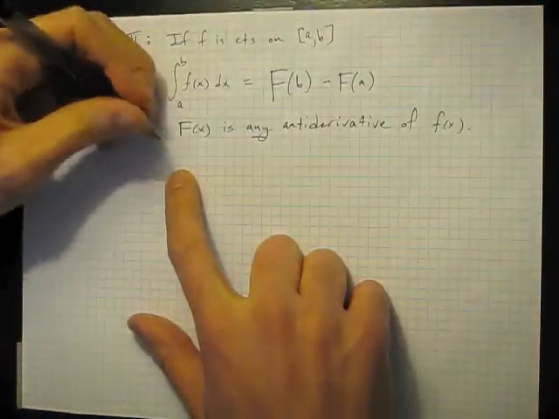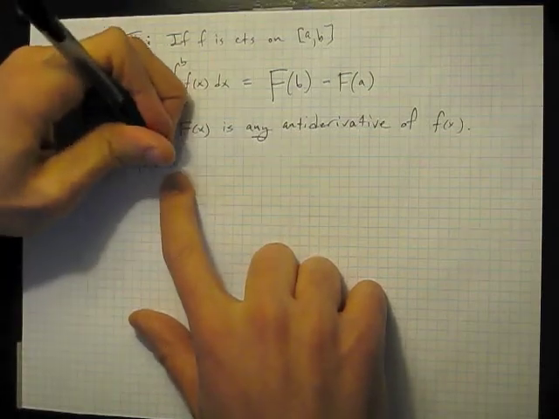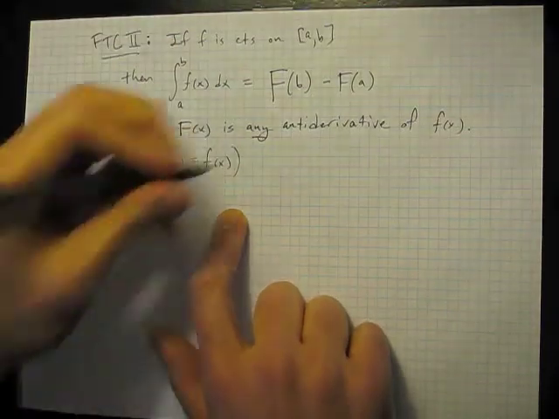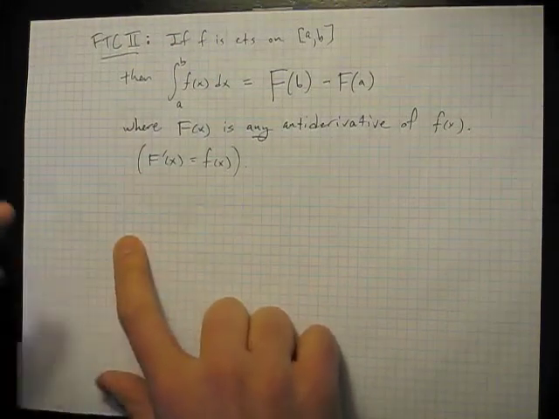Of little f. Remember what that means. To be an antiderivative means that when you take its derivative, you get little f. Okay. Let's see this with an example.